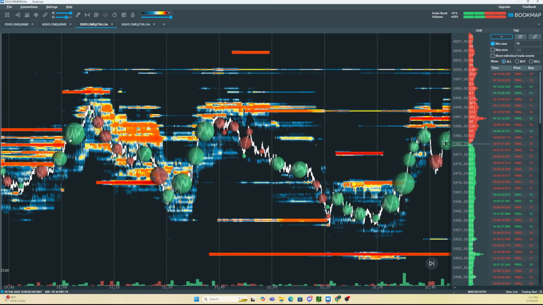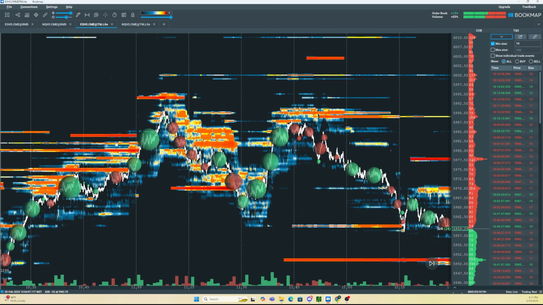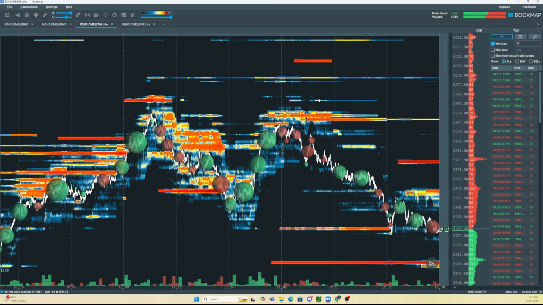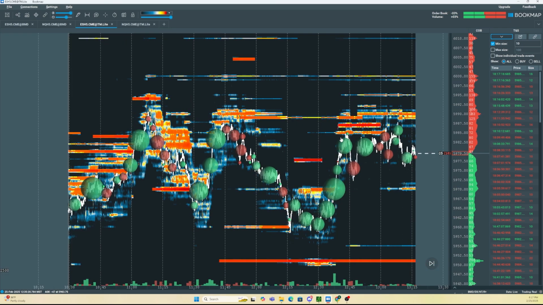Same thing if we're going up into a resistance area. If there is a lack of aggressive buyers and an overflow of passive sellers, price is likely going to reject and start to roll over. So this is one way that I really like to read order flow, especially when price is trading at key areas.